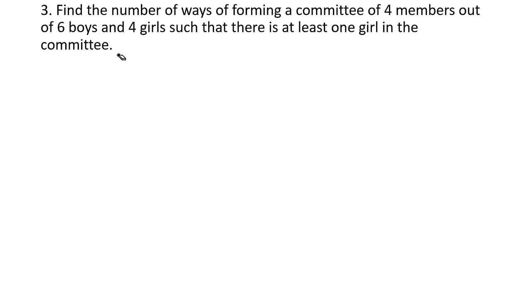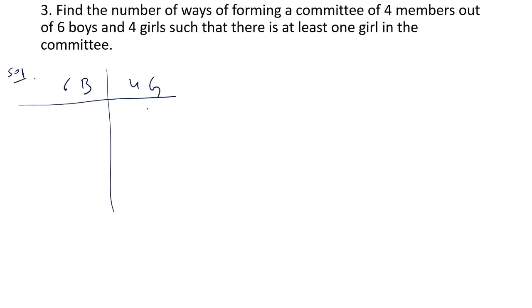Now find the number of ways of forming a committee with 4 people from 6 boys and 4 girls, so that the committee contains at least 1 girl. So we have to form a committee with 4 people from 6 boys and 4 girls. In that we should have at least 1 girl.